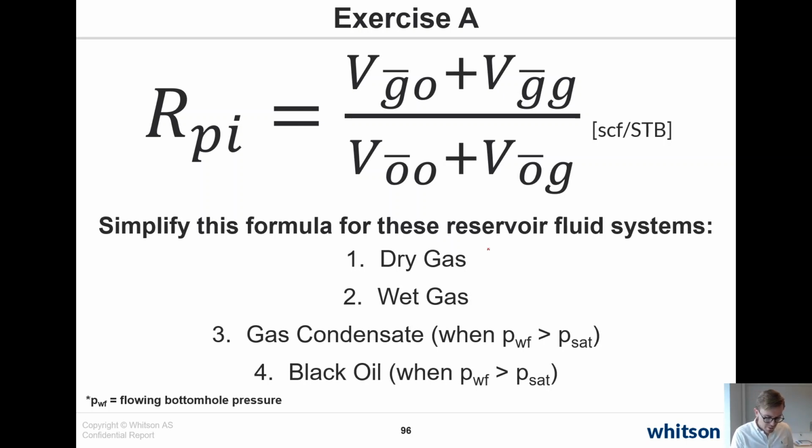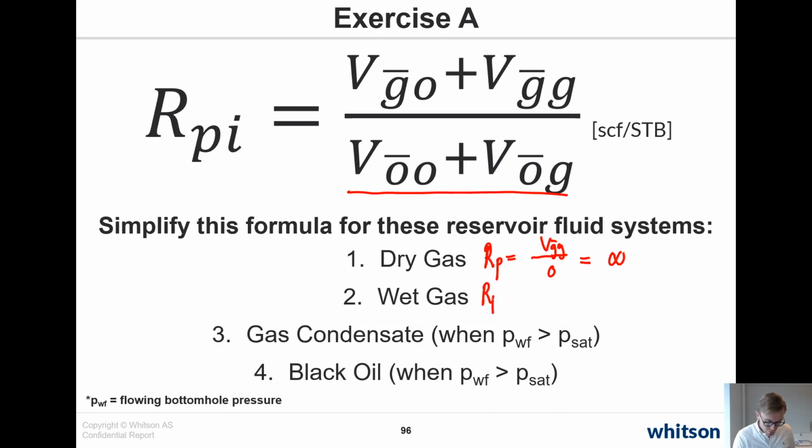So that means that both of these terms down here are essentially zero. We also have no reservoir oil phase, so we're left with something that is VG over zero, which then, at least in the limit, becomes infinity. And we know that the CGR, which is the inverse of GOR, will then be zero.